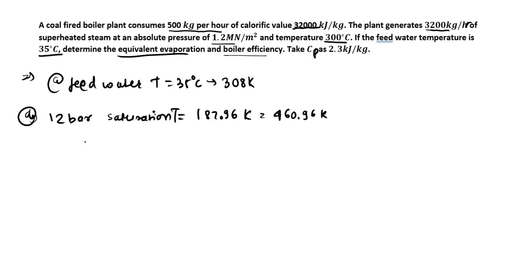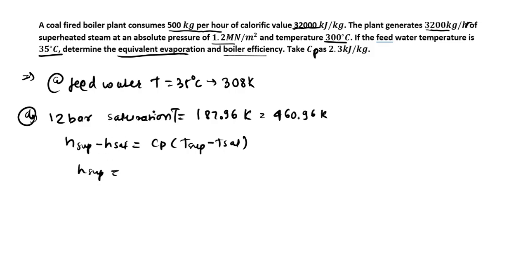Kelvin. Now you want to find it not at saturation but at the superheated state. So how can you do that? h superheated minus h saturated will be equal to Cp into T superheated minus T saturated. So this is the equation which we will be using to find h superheated. So h superheated will become h saturated, which again can be found out using the steam table.